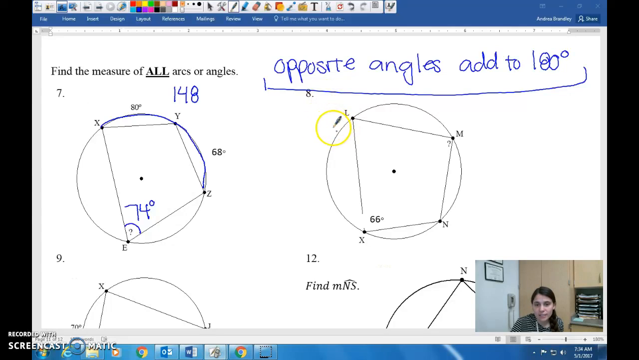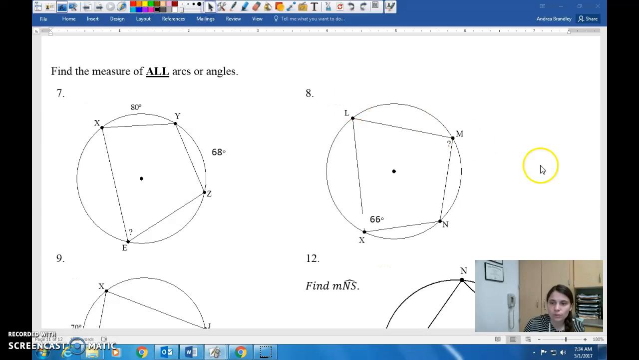On number 8 is information from today, because I know these opposite angles add to 180. So if this is 66, to find my question mark angle, I'm going to do 180 minus 66, which is 114 degrees. All right, and I'm going to go ahead and scroll to a couple more.